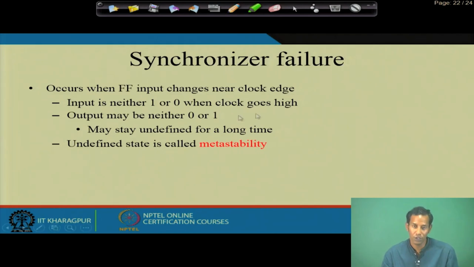Okay. So, what causes this synchronizer failure? It occurs when the flip flop input changes near the clock edge. What will happen at that time is that the input is neither 1 nor 0 when the clock goes high. The output may be neither 0 nor 1; it may stay undefined, and it may reach what is known as a metastable state. So you cannot recognize the data properly, whether it is in the 0 state or the 1 state, which causes this synchronization failure.